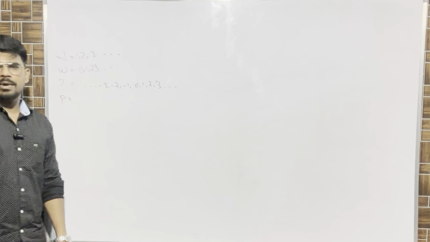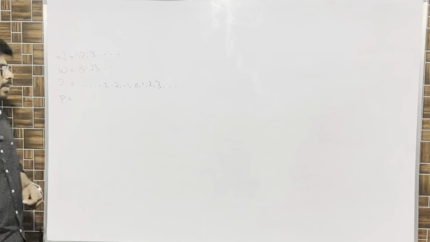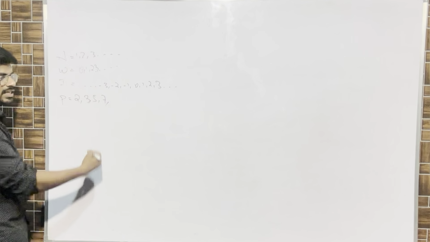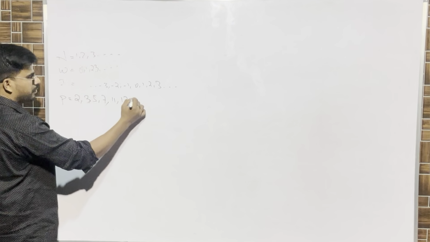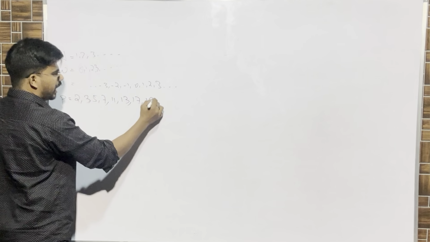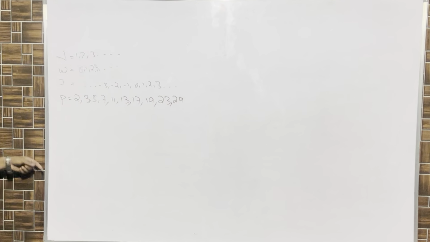Next, one more important term you have to understand here is prime numbers. What are prime numbers? Prime numbers are the numbers which go in only the same table. 2 is a prime number. It does not go in any other table. 3 is also a prime number. Next, 5 is a prime number. 7 is a prime number. Then 11 is a prime number. 13, 17, 19, 23, 29, so on and so forth.